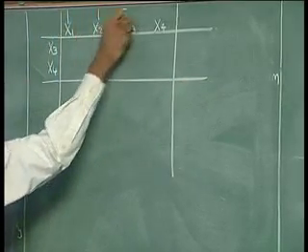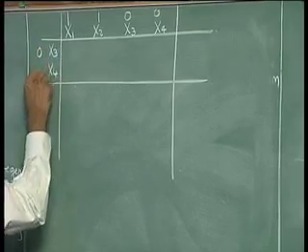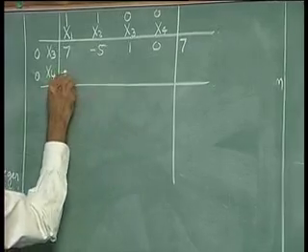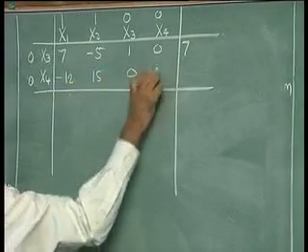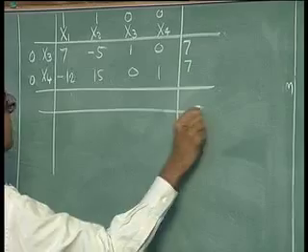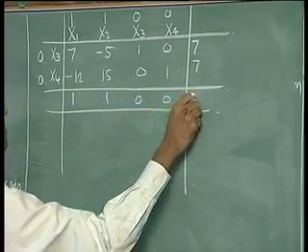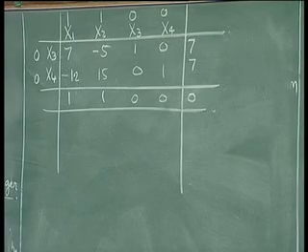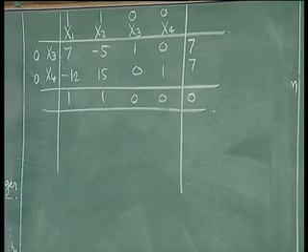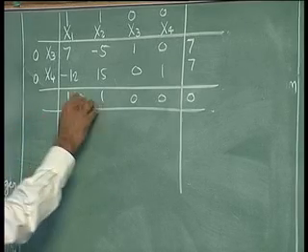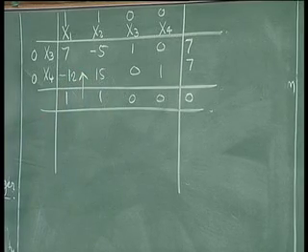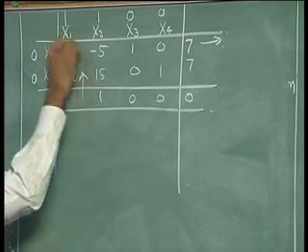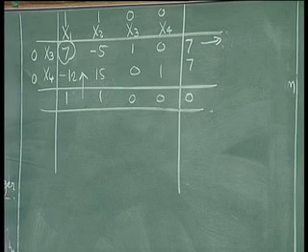You will have 1, 1, 0, 0, 0, 0, 7, minus 5, 1, 0, 7, minus 12, 15, 0, 1, 7, 1, 1, 0, 0. So, you could enter on x1, you could enter on x2. So, let us go back and enter on x1 here. Find that there is only one leaving variable. So, this is the leaving variable. Because of this negative, there is only one leaving variable.